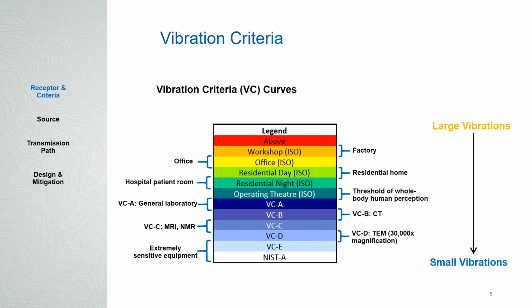Scanning electron microscopes often fall in the VCD range, and we're looking at here 30,000 times magnification, so quite a lot of magnification. Now there's VCE and NIST-A shown for extremely sensitive equipment. There's VCE, there's VCF, there's actually VCG as well. And these are extremely low levels of vibration, where even a slab on grade location might struggle to hit these. These are extremely challenging to meet. If you see VCG in a project, you can expect that you're going to need to do some very severe mitigation to ensure that the vibration criteria is met, even if that is located in the basement of a building.